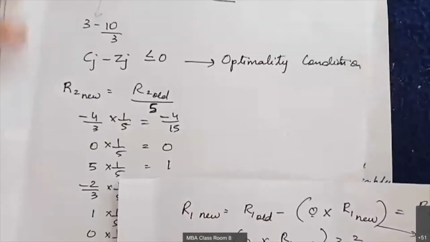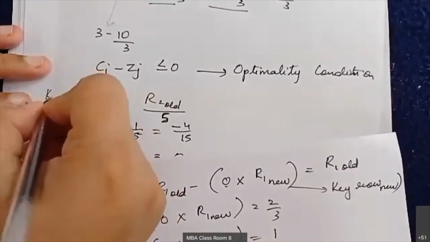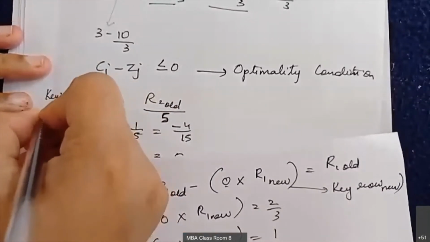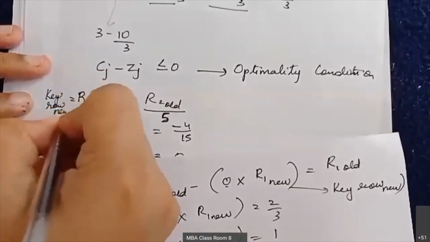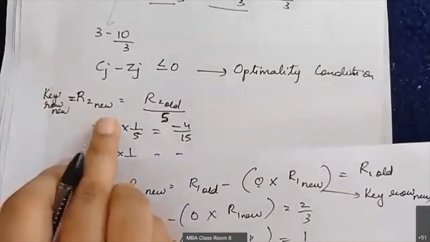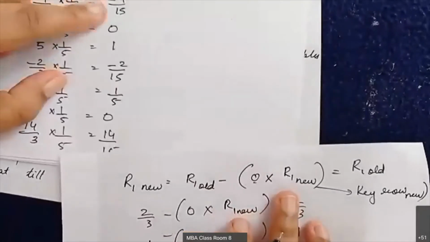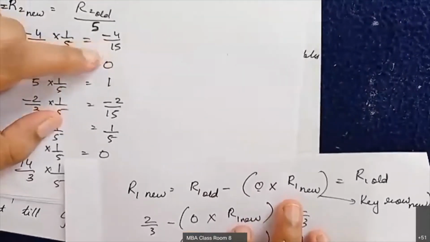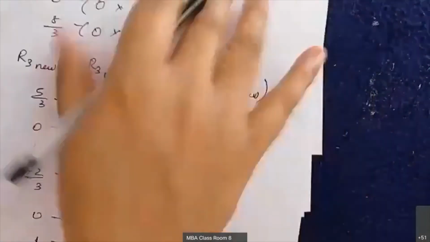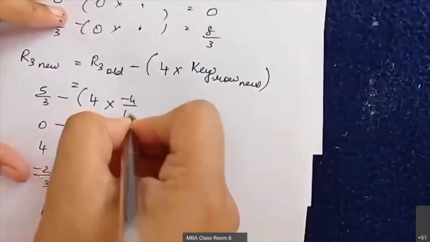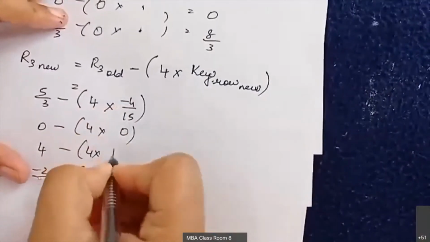See, R2 new, this is also R2 new, it's the same as key row. Key row new. Okay, it's the same thing. So tell me the values there. Minus 4 by 15, 0, 1. So I'm writing over here: minus 4 by 15, 0, 1.